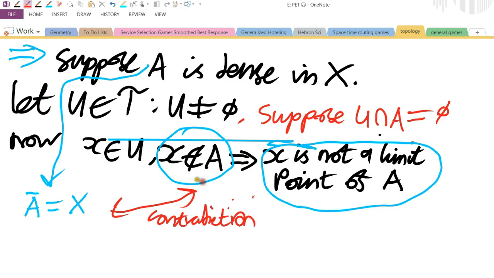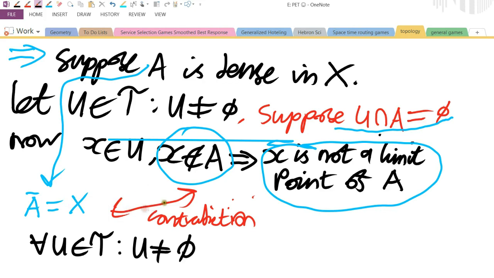And the presence of this contradiction means that this here must be false. And so in order to escape contradiction, we've got to change this thing I've just underlined in blue. And in fact, what we must have is that for every open set which is non-empty, we must have that the intersection of that open set with A has to be non-empty. And that completes the argument in the right direction and finishes the proof.